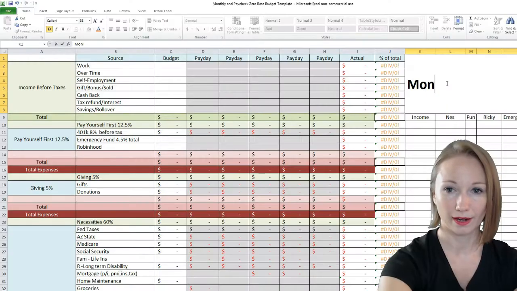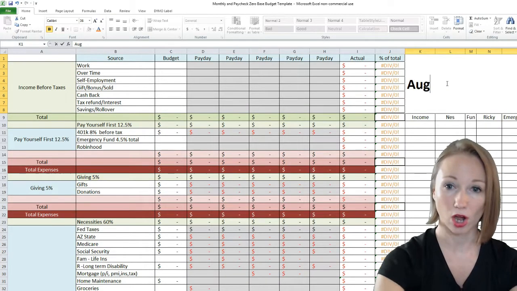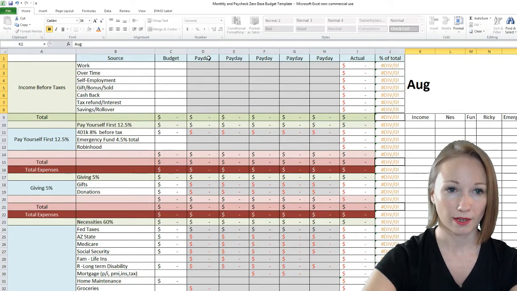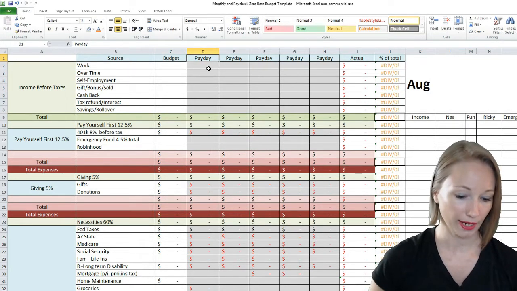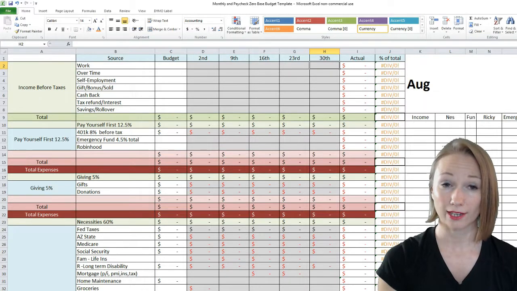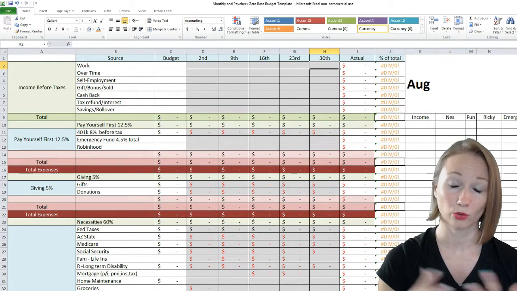So let's jump on the Excel sheet and I'm going to enter in everything with our real household numbers. We're planning our August budget. So I'm going to change this to say August right here. And then I'm going to look at the calendar and see what the paydays are for August. As you see, we actually have 5 Fridays in August, so we have 5 paychecks.